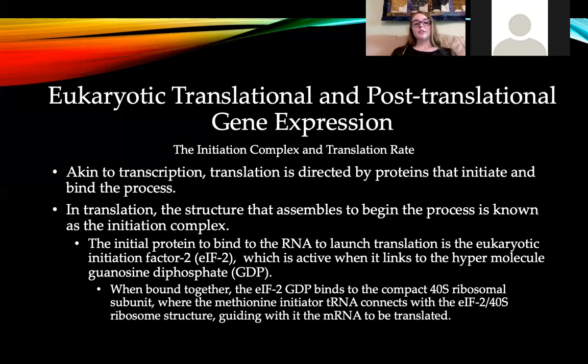Eukaryotic translational and post-translational gene expression, the initiation complex and translation rate. Akin to transcription, translation is directed by proteins that initiate and bind the process. In translation, the structure that assembles to begin the process is known as the initiation complex. The initial protein to bind to the RNA to launch translation is the eukaryotic initiation factor 2, also known as EIF2, which is active when it links to the molecule guanosine diphosphate, GDP. When bound together, the EIF2 GDP binds the compact 40S ribosomal subunit, where the methionine initiator tRNA connects with the EIF2 40S ribosome structure, guiding with it the mRNA to be translated.